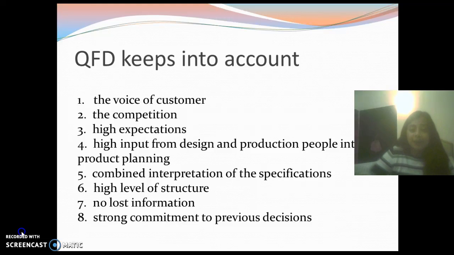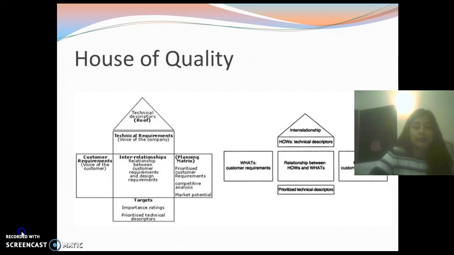The next is a combined interpretation of the specification. That means that you sit together and you decide what is it that the consumer actually wants or is desiring. It's possible that different people might have different opinions about it, and when you sit together you come up with the best solution. The next is there is no information lost. Everything is taken into account for. Next, there's strong commitment to previous decisions.